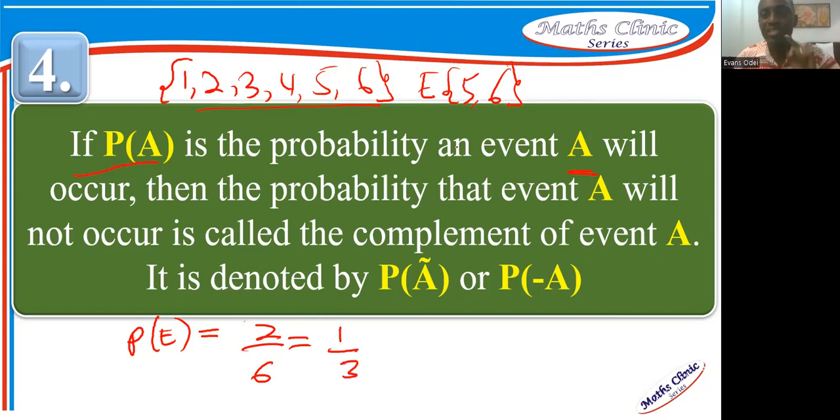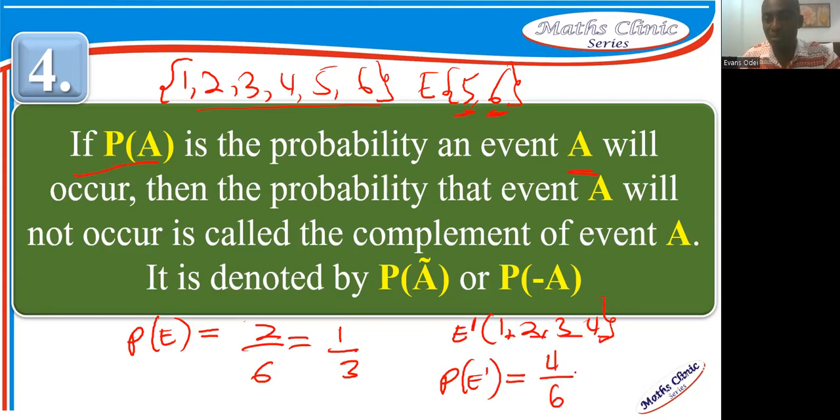Then if this event does not occur, if I don't get 6 and I don't get 5, what are the other possible ways I will get? I will get an event which we call complement. Those that will not occur will be 1, 2, 3, and 4. Then the probability of this event not occurring will be 4, because there are 4 items here, divided by the sample space, which is 6. And of course, this can be reduced to the lowest form as 2 on 3.